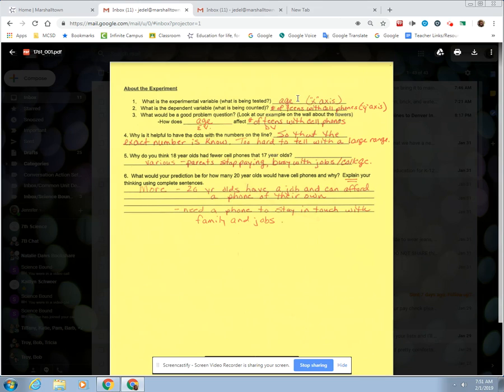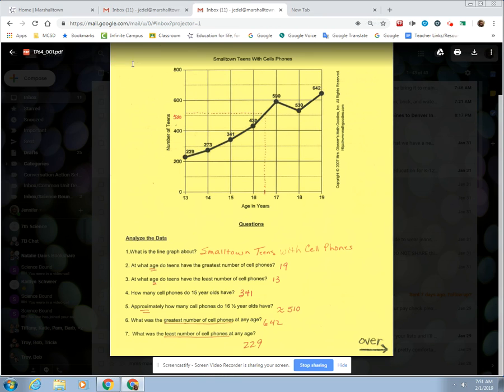Now, here's a little bit of a clue. Most of the time, the experimental variable, see how it's spelled with an X, is on the x-axis. So not all the time, but most of the time. Number 2, what's the dependent variable? What was being counted? Well, the number of teens with cell phones. The dependent variable is always going to be on the y-axis. There really isn't an exception to that I know of. So if you're looking for the dependent variable, look over here. Okay?